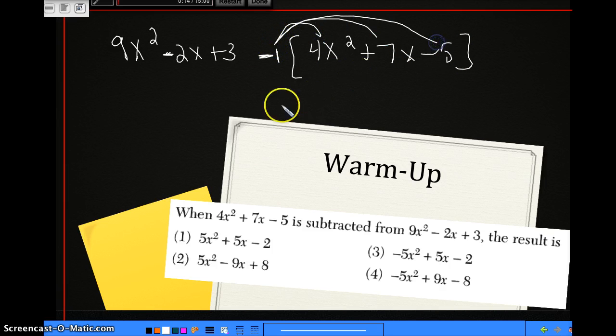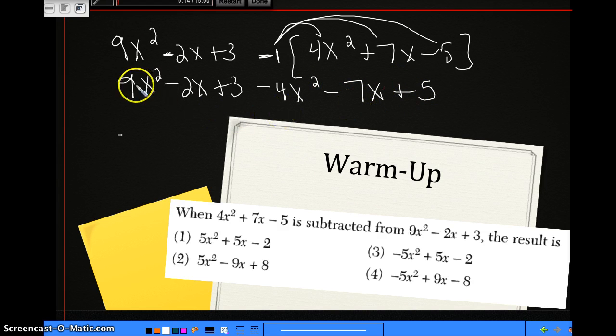The biggest mistake kids have with this problem is because we learn to read from left to right, we write down the first trinomial and then we put minus the second one. But if you read these words carefully, it's the other way around. So we have 9x squared minus 2x plus 3. Distributing through your negative 1 is going to change all the signs inside those brackets.